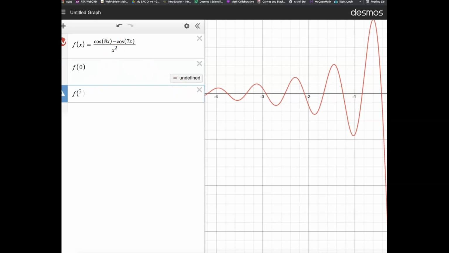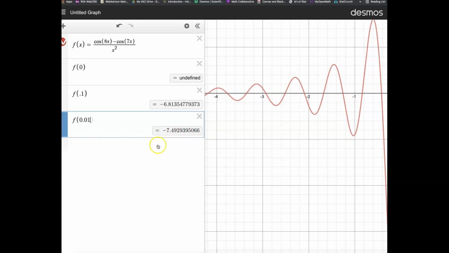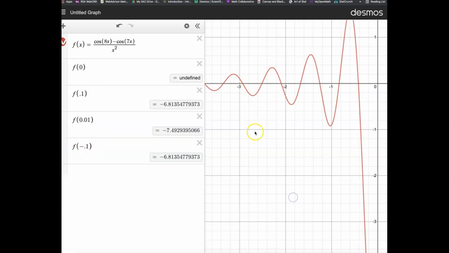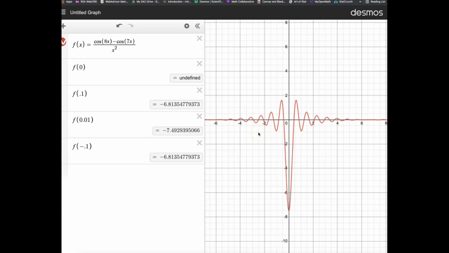If I plug in numbers that are really close to 0, like 0.1, we see a value, negative 6.8. What's another one that's closer? How about that? Negative 7.4. So you can see as I get close to it, I have these values. I still get a value, but when I'm at 0, it's undefined. That leads us back to the behavior of the graph over here. As I get closer and closer, it seems to approach some value.